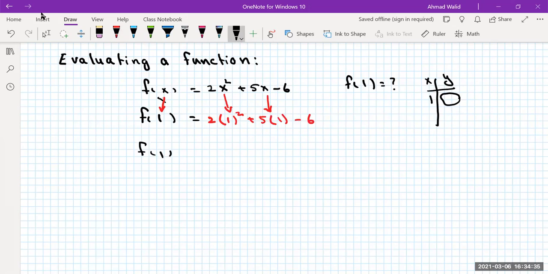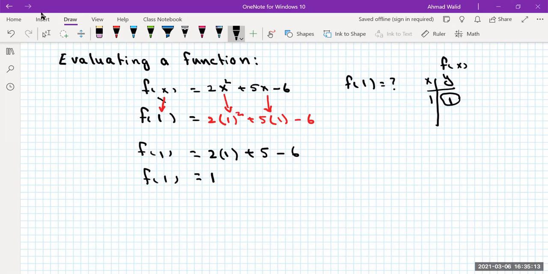Then I can say f of 1 equals 2 times 1 squared, which is 1. It means 2 times 1 plus 5 times 1 minus 6. 2 times 1 is 2, 2 plus 5 is 7, 7 minus 6 is 1. Then f of 1 is 1. It means when x is 1, y is 1, because the other name of y is actually what? F of x, when you are dealing with a function.